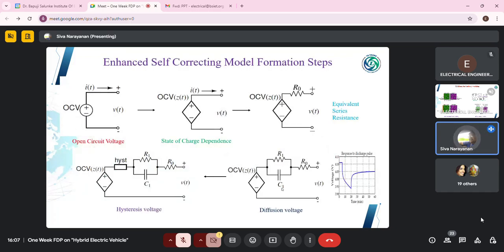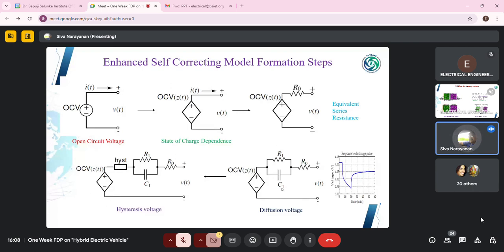The model which we are using is called the enhanced self-correcting model. It requires a series of steps to be followed. The first one: generally, the battery is considered as a fixed voltage source. That is how the modeling started. Whatever current you give, initially it was thought of as a constant voltage source, and here OCV represents the open circuit voltage, which is not connected to any load. So initially the modeling started like this.